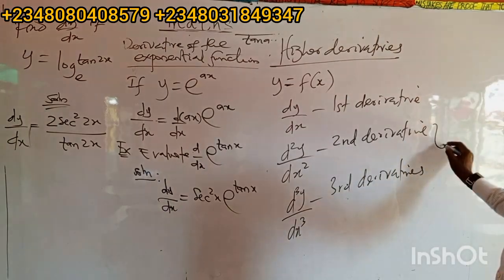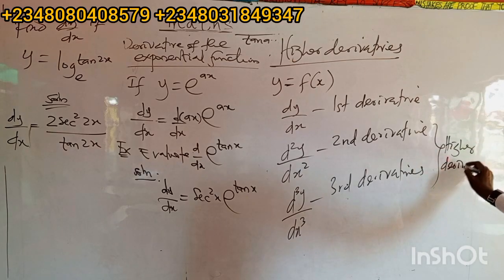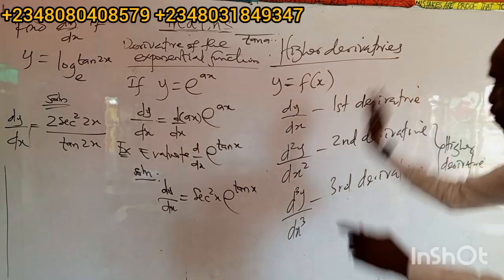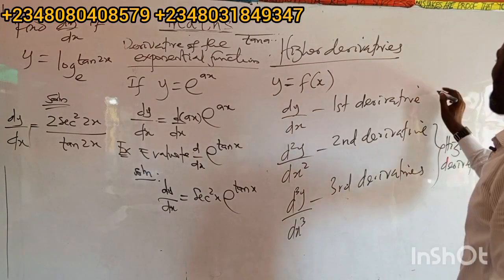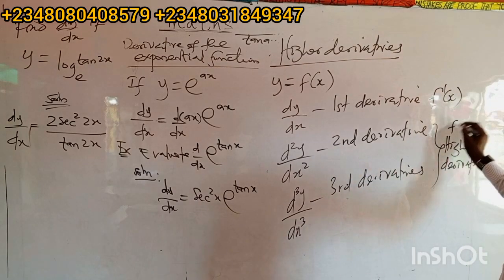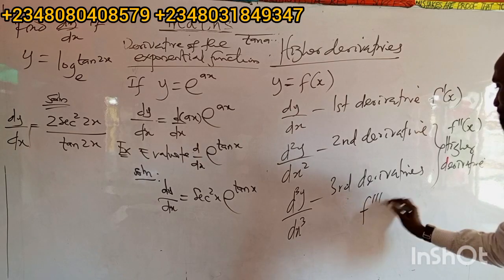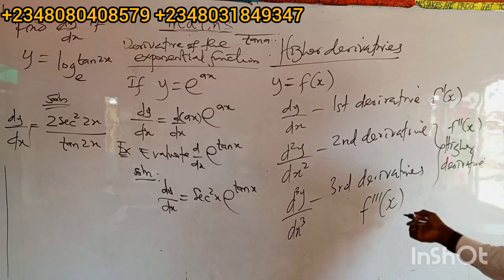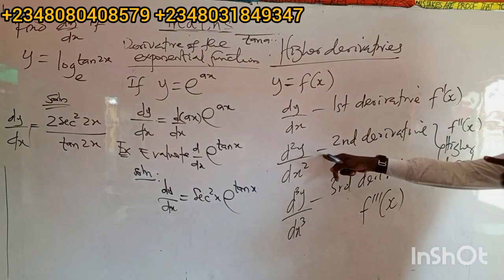From here to here, we call them higher derivatives. There are many. They go on and on like that. So when you have a function, this one here will be f prime of x. This one here will be f prime prime of x, meaning twice. Then f prime prime prime of x, meaning 3 times. In the exam, we can give you evaluate f prime prime of x. This one will be 2 times.